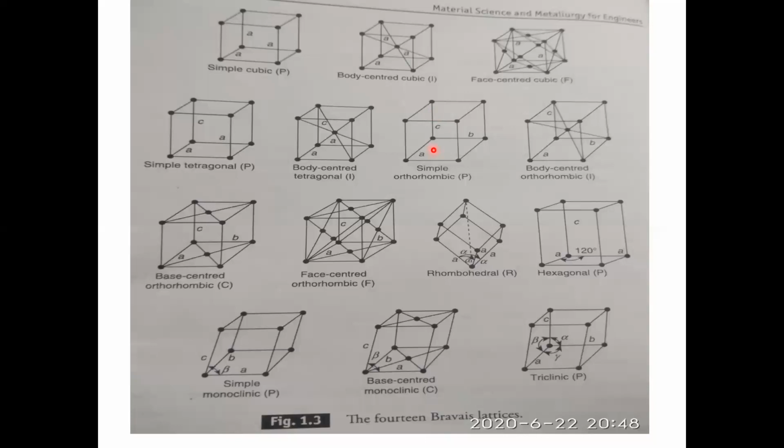Alpha, beta, gamma is what? 90 degrees. So this is what? Simple orthorhombic. Then body centered orthorhombic, so one center atom is added. Okay. This is what, base centered? This is a new concept. That is base centered orthorhombic.